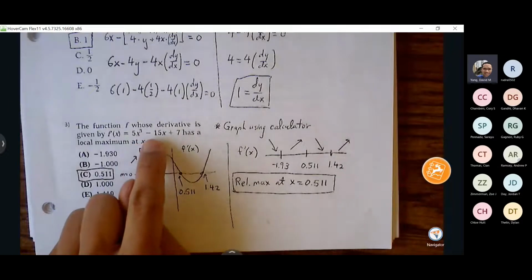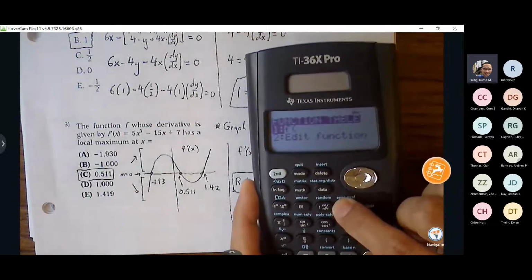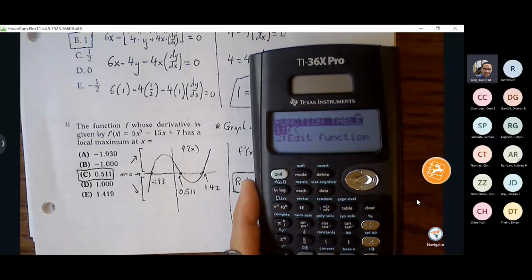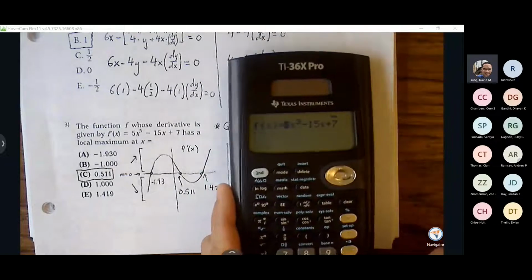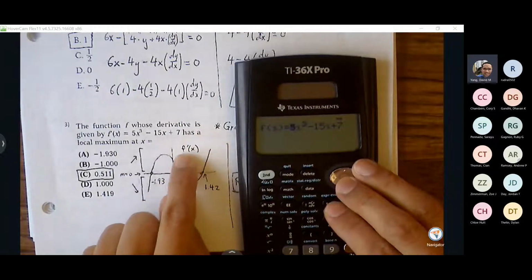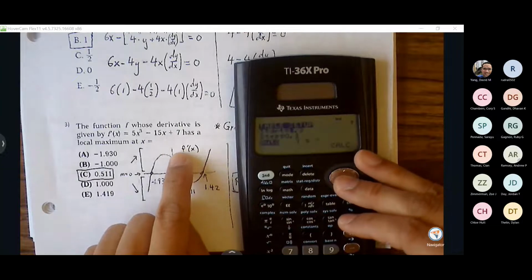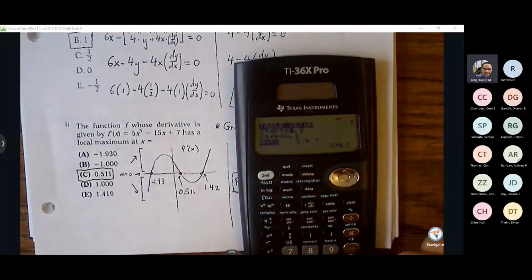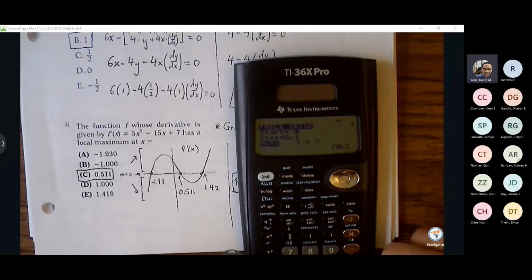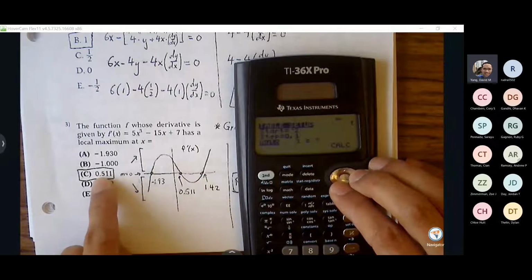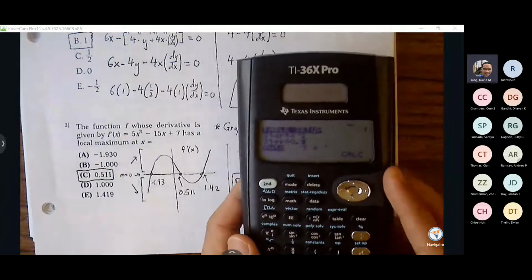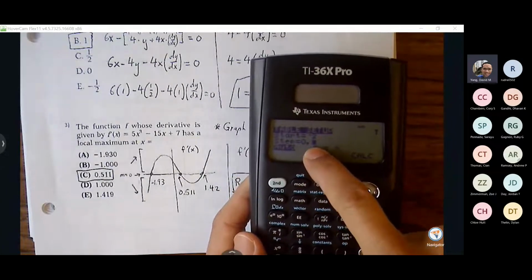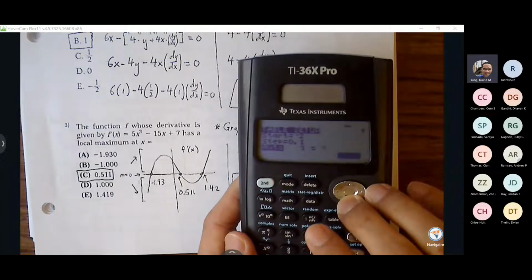You can also get to this without a graphing calculator, but it's just a little bit more cumbersome on the 36 Pro. If you go to table, edit function, second option here. Type in the function here, 5x cubed minus 15x plus 7. Hit enter again. Maybe I can start at -2. And for the step, maybe you can do 0.1 just to be able to get through this. If we want to be more accurate, we can always make it 0.05 or 0.01, but it just takes too long to scroll through.